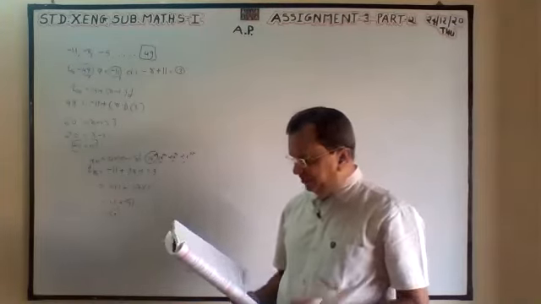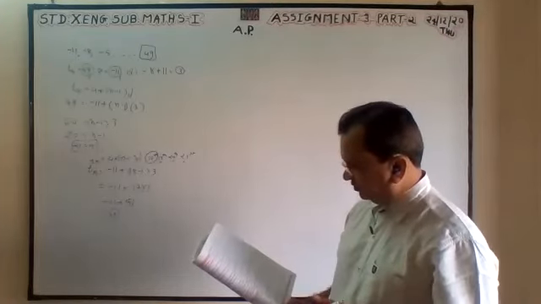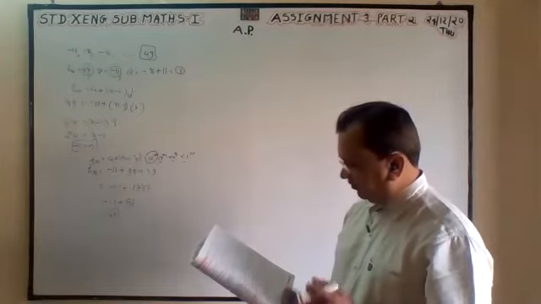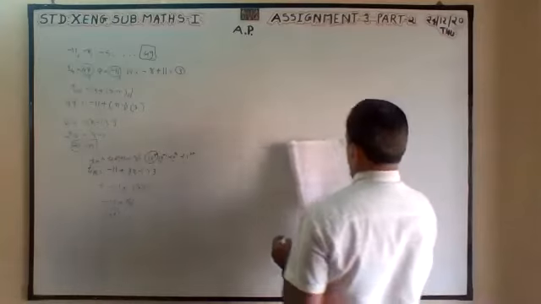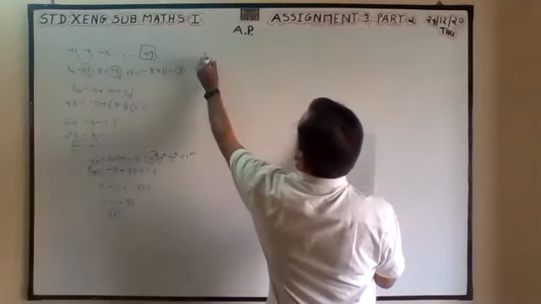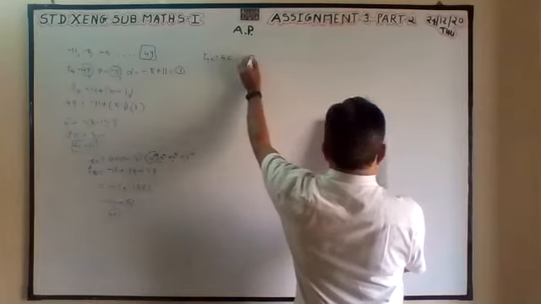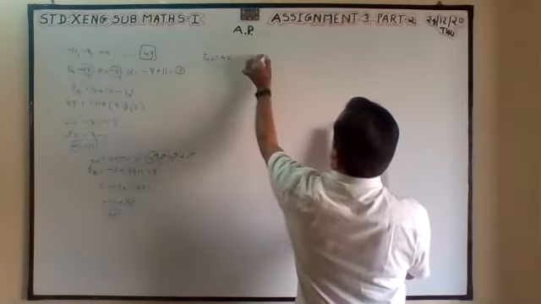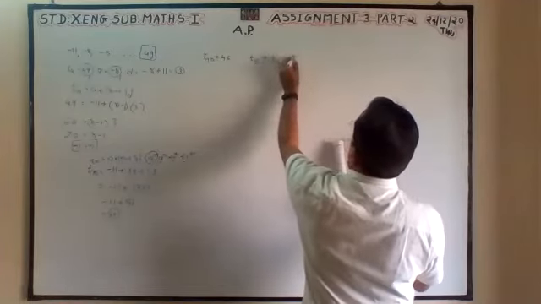In an AP, the 10th term is 46. The sum of the fifth and seventh term is 52. Find the AP. What is given? T10 is equal to 46. T5 plus T7 is equal to 52.